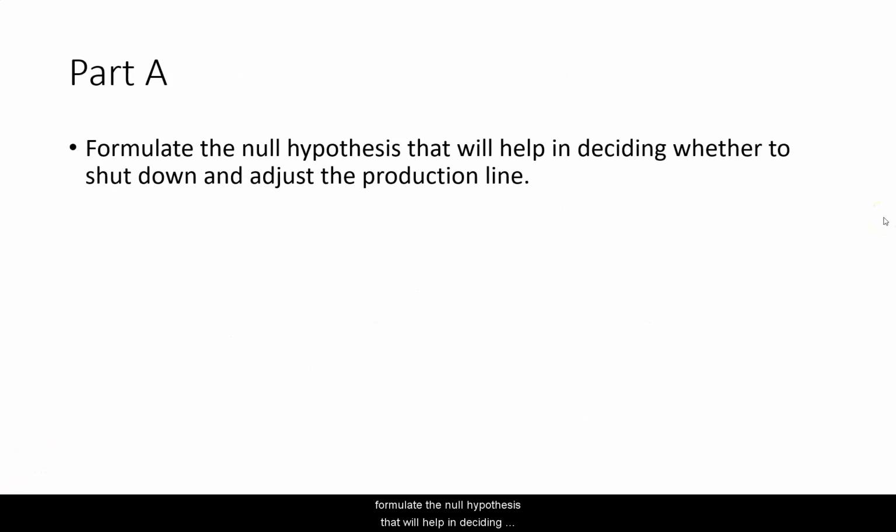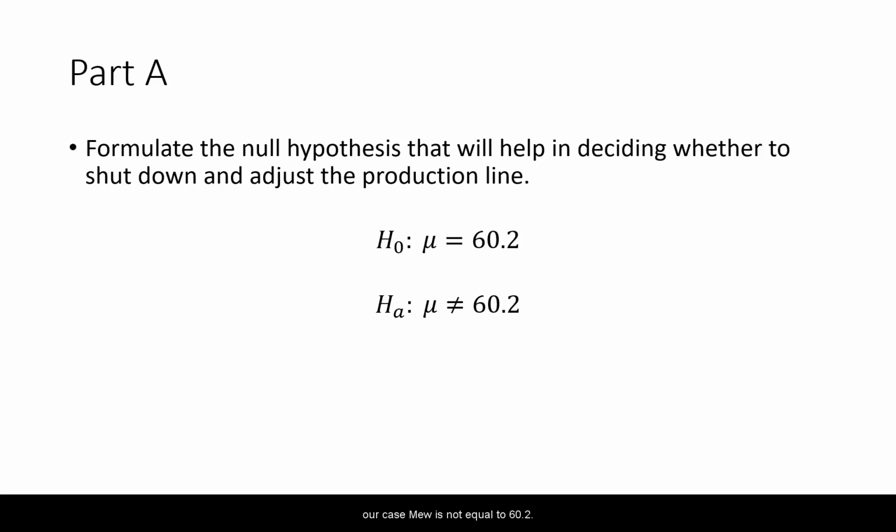Part A is asking us to formulate the null hypothesis that will help in deciding whether to shut down and adjust a production line. The easiest way to test hypotheses is by using a 7-step process, and here I will be mentioning the first 3 steps. The full 7-step process will be gone over in detail in a later video. Step 1 is writing down the claim. In our case, mu is equal to 60.2. Step 2 is writing down the opposite of the claim. In our case, mu is not equal to 60.2.